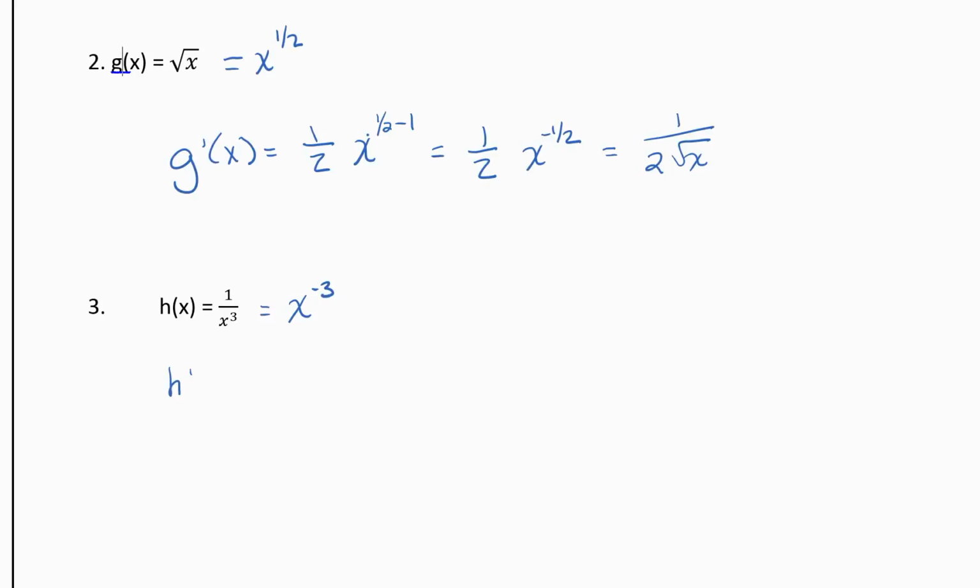So h prime of x, our derivative, we bring the negative 3 down, x, and then we do negative 3 minus 1. So don't just make it negative 2. We've got to think about subtracting 1, which for a negative makes it negative 4. Okay, and if we wanted to rewrite this, it would be negative 3 over x to the 4th. Okay, so you bring that power down in front, and then you subtract 1 from the old power.